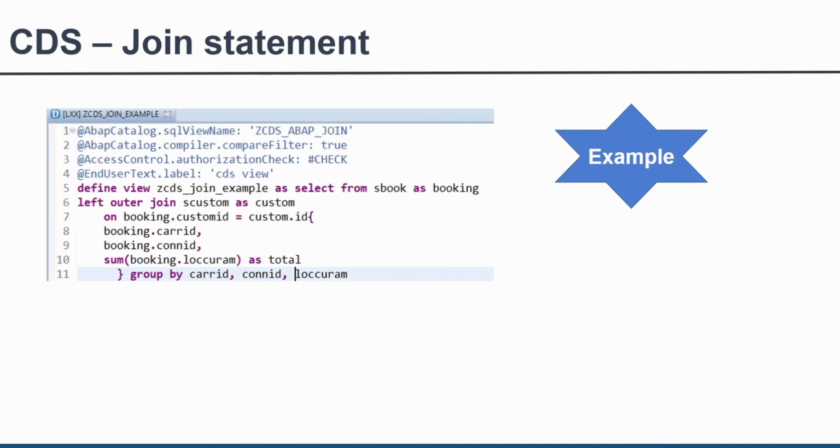An example of a join statement, a left outer join. We're joining the data from two tables, scustom and sbook. We have the group by also, and here's the result.